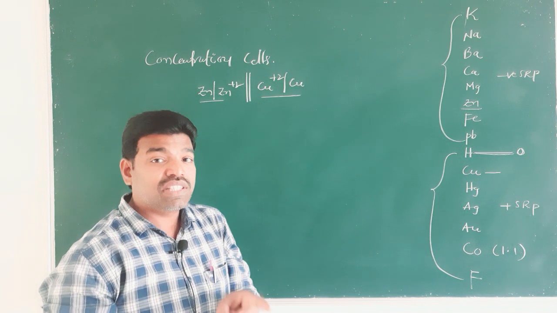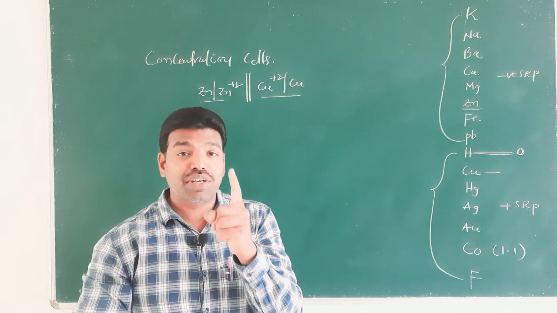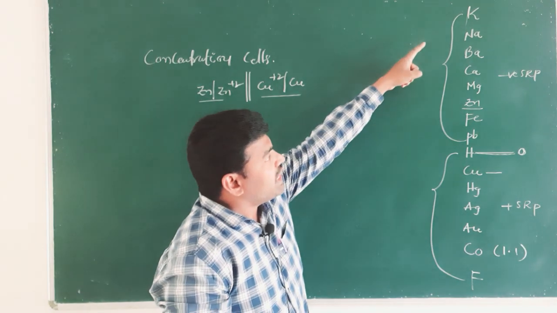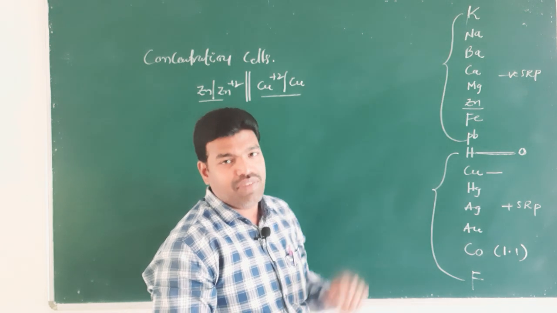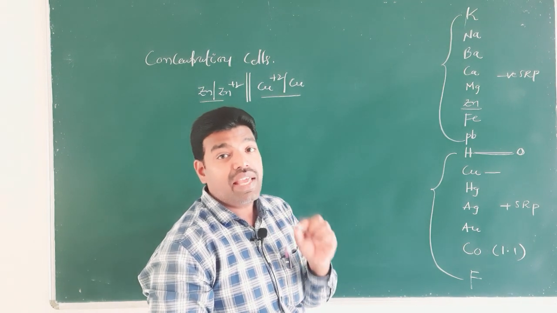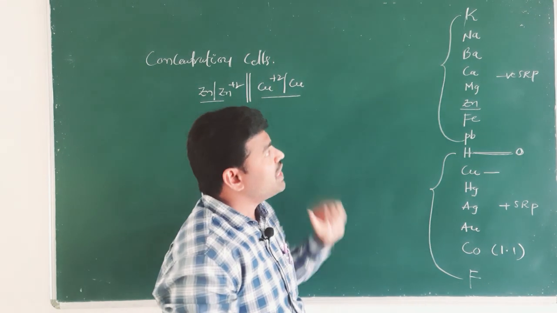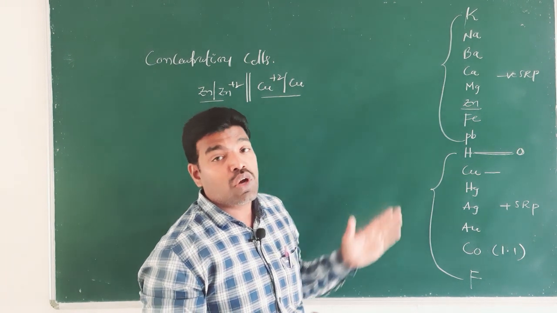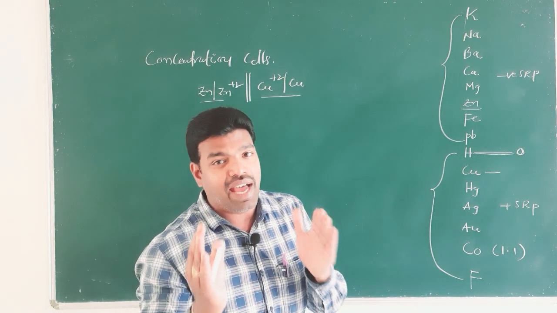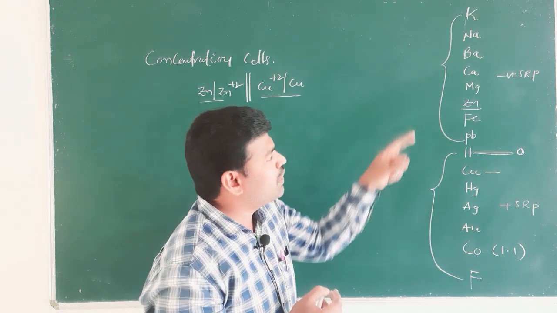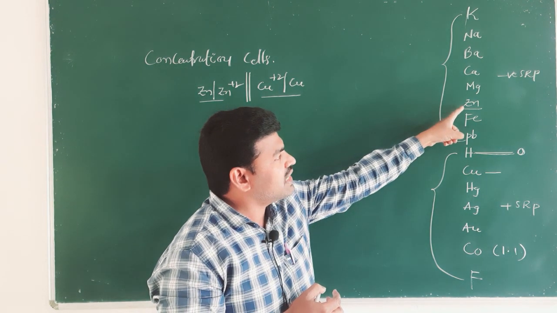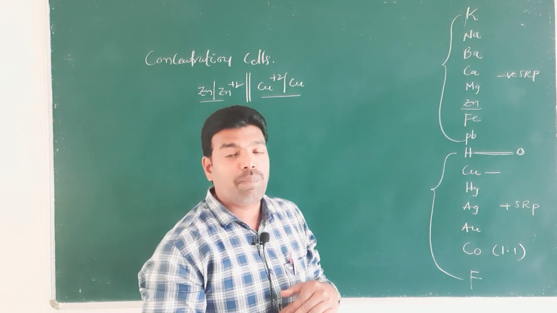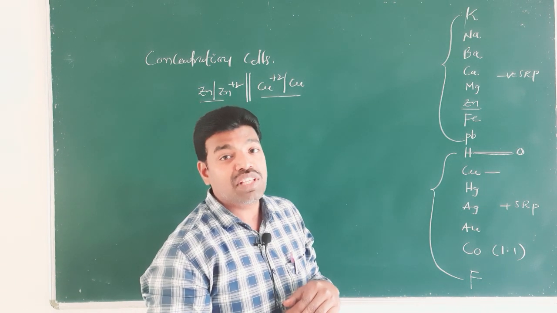And moreover, it is a very important point that you should keep in your mind: we can construct a cell with the highest EMF by the combination of electrodes whose potential difference is high, right. For example, the Daniell cell can be constructed with zinc and copper. Its EMF is 1.10 volts.